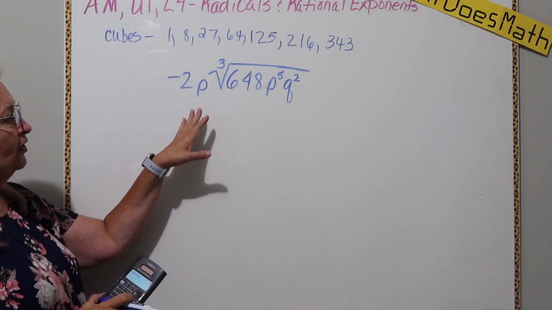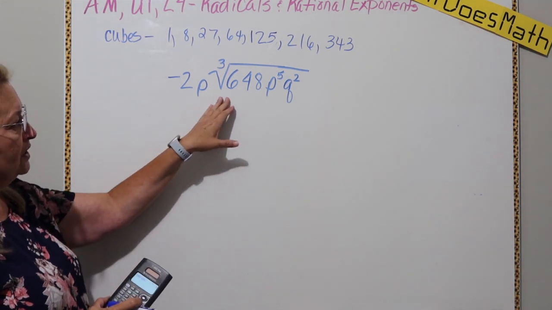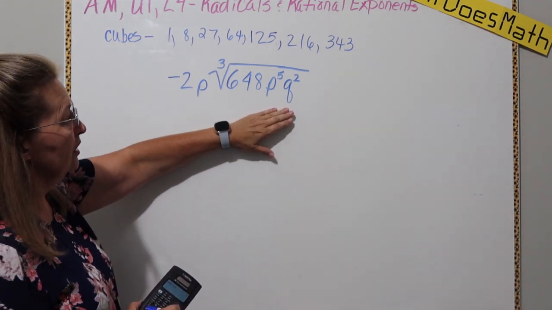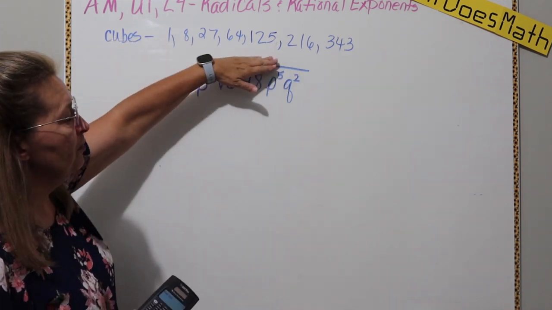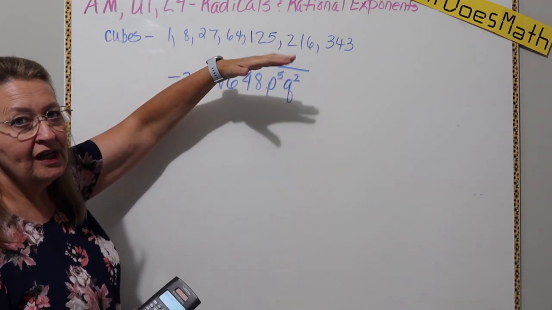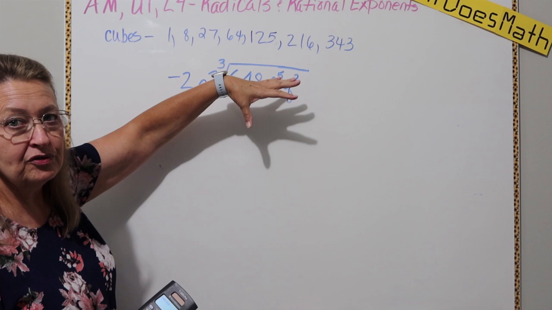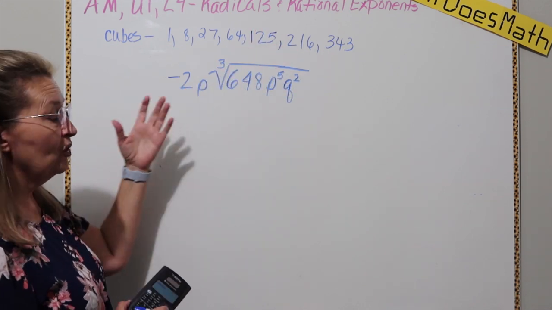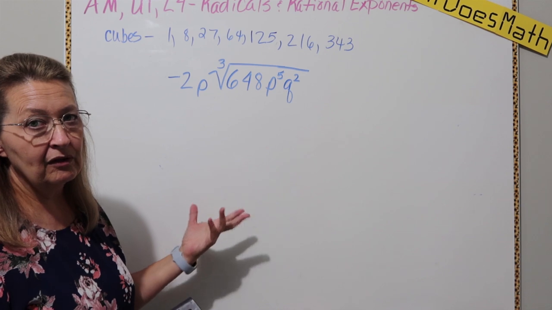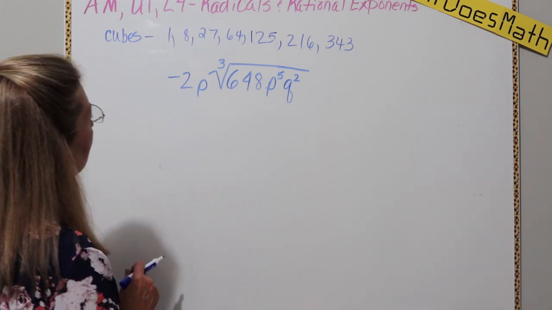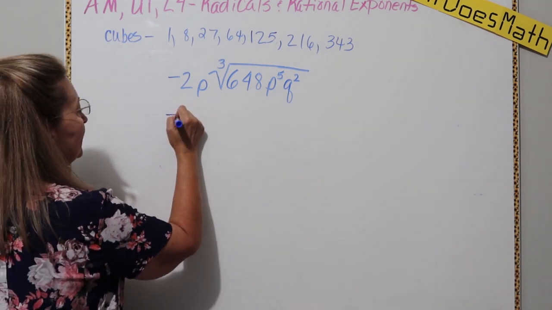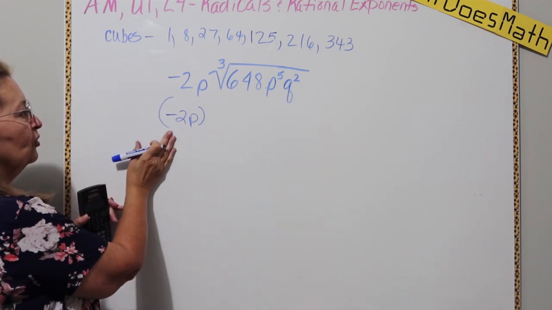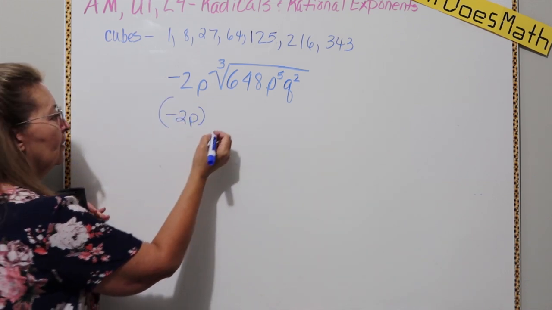Okay, let's look at example number 6. Negative 2p times the cube root of 648 p to the 5th q squared. And you can see I wrote my list of perfect cubes up here. You do need to have your perfect numbers written somewhere that you can pull out whenever you're working on roots, or you just need to make one. Make a little chart every time you're going to deal with roots. So negative 2p, I'm not going to do anything with it yet, but I don't want to lose it, so I'm going to put it in parentheses and leave it out here.